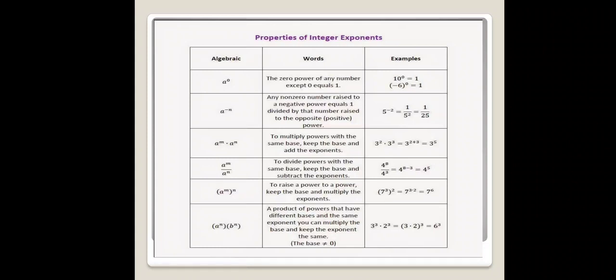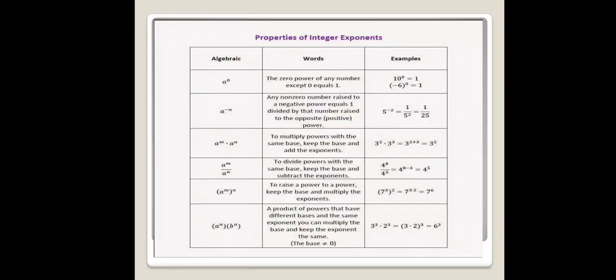To divide powers with the same base, keep the base and subtract the exponents. 4 to the 8th divided by 4 cubed. Here the exponents are subtracted from each other, and it turns out 4 to the 5th power.